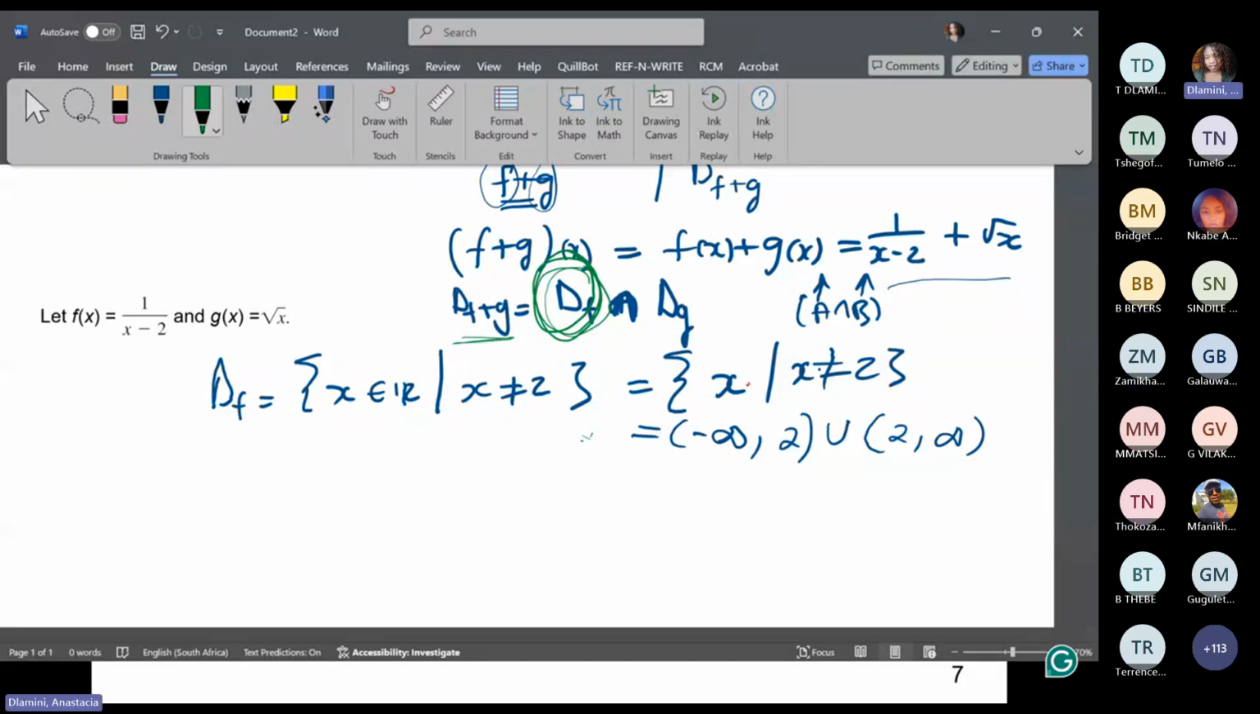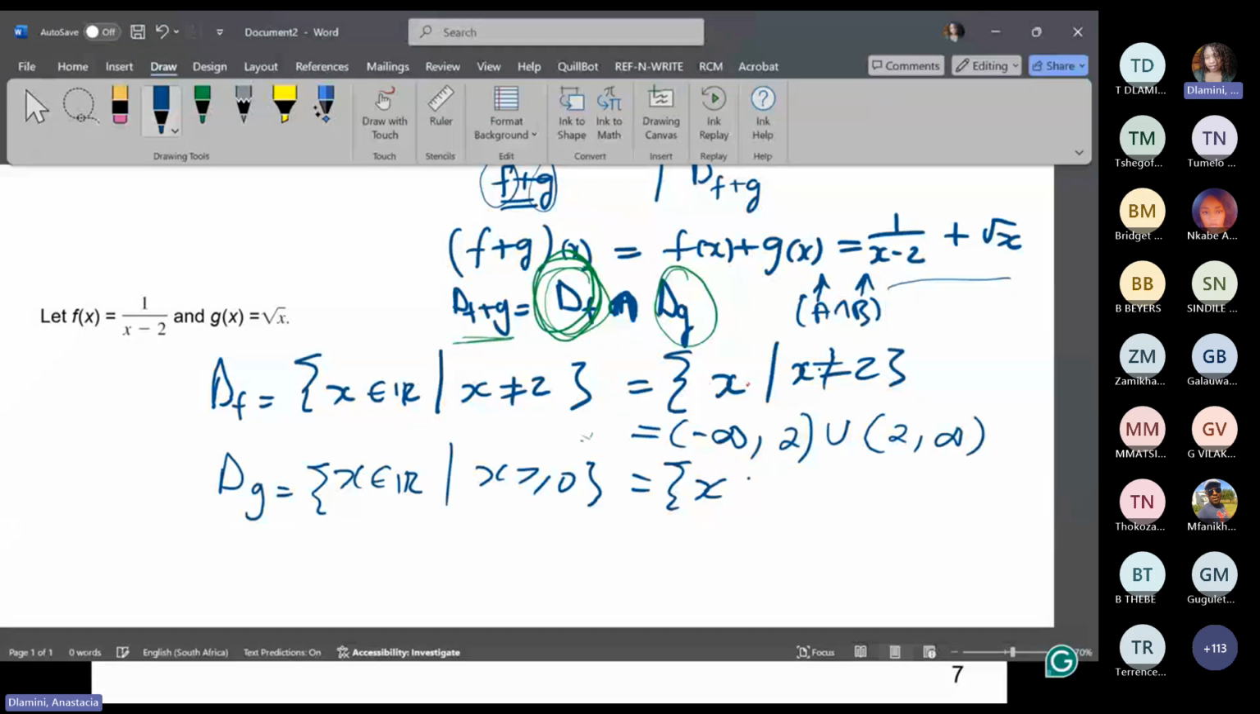Now let's find this domain. What is the domain of g? We know that all values under the square root should be positive. So x is an element of a number such that x is greater than or equal to 0, or the notation in the textbook, x is an element of a number such that x is greater than or equal to 0.